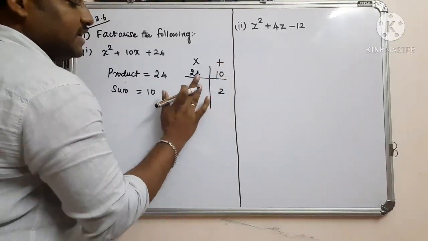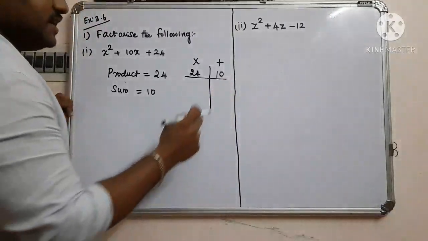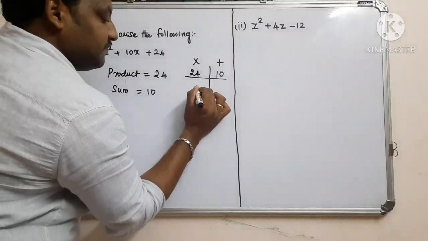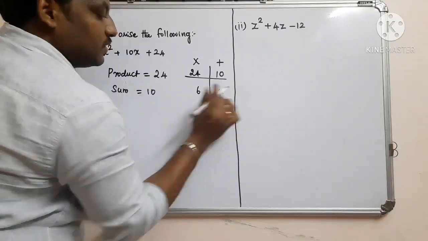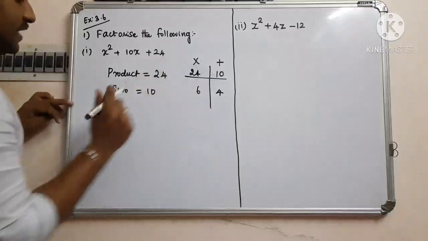So the next number, 3, is possible. 8 3s are 24. 8 plus 3 is 11. So that is also not possible. So we have to take 6 into 4. 6 4s are 24. 6 plus 4 is 10. So we got the value.